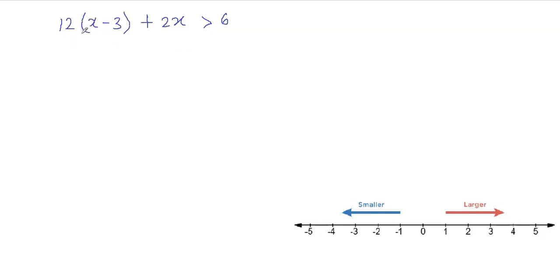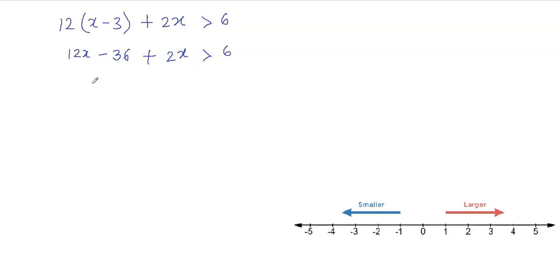To simplify this inequality, first of all, we need to get rid of this parentheses. I'm going to distribute 12 inside the parentheses. That means I have to multiply all my terms inside the parentheses by 12. So 12 times x will give me 12x, minus 12 times 3 is going to be 36, plus 2x is greater than 6. So we simplified the inequality.